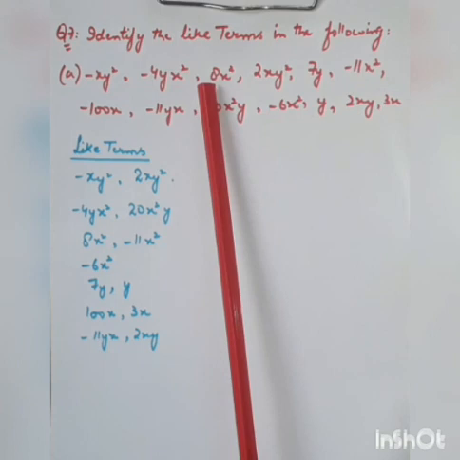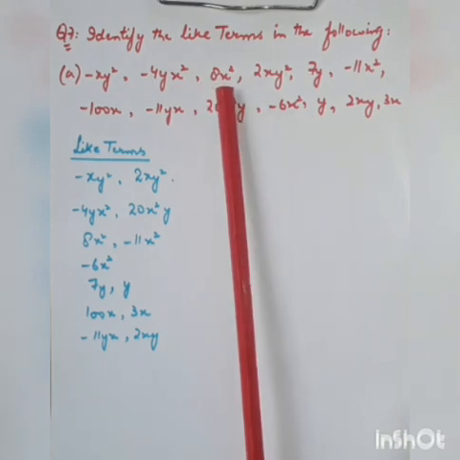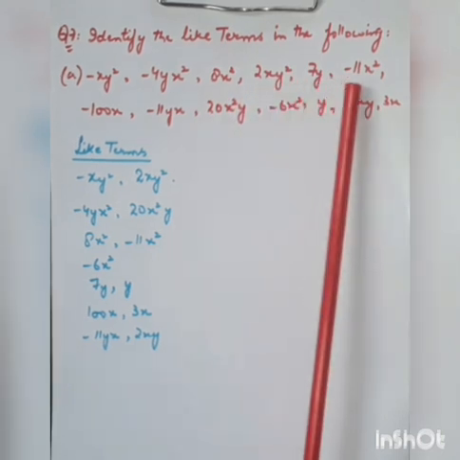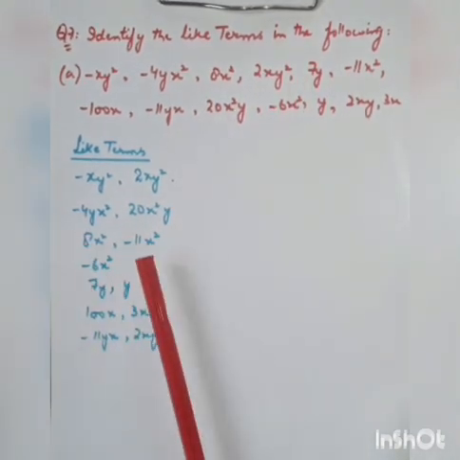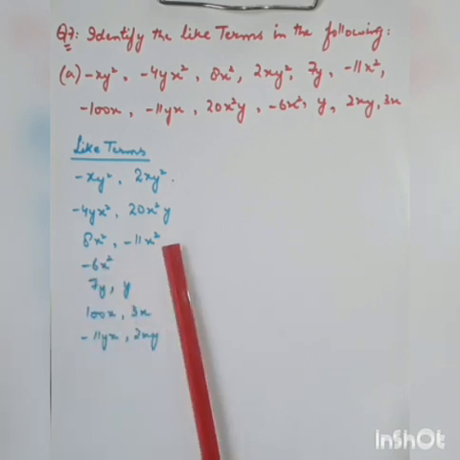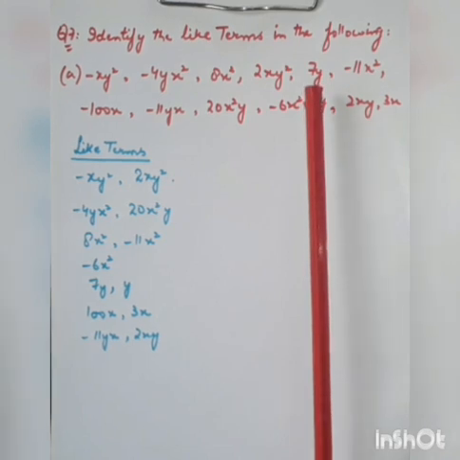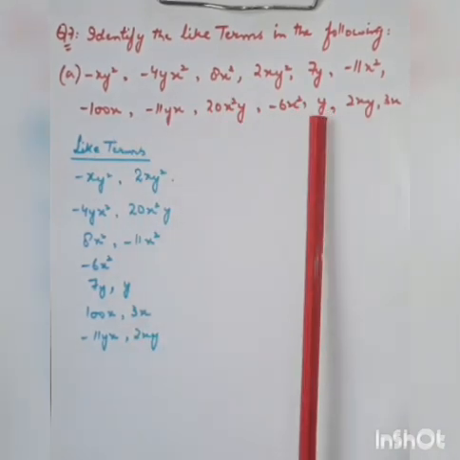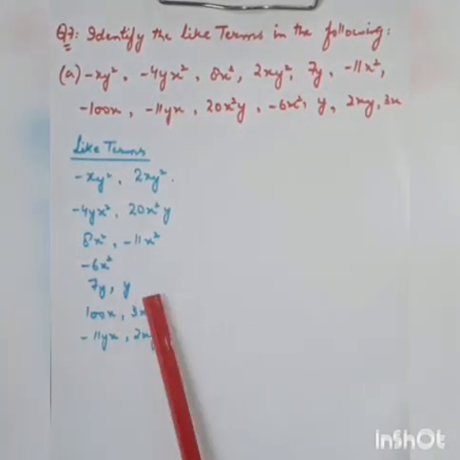Then the third term is this 8x square. Now we have to find out another term which contains x square. So this is the term, this is having x square, so 8x square and minus 11x square, these are like terms. Clear? The next is this, it's already done. Okay, then we have the 7y. Now we have to find out the term which contains y. So this is the term which contains y. So 7y and y are the like terms.